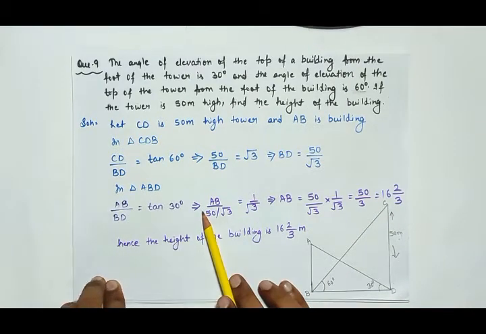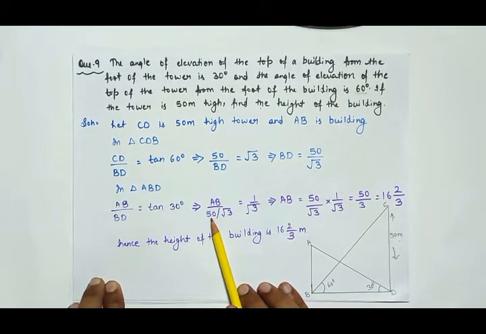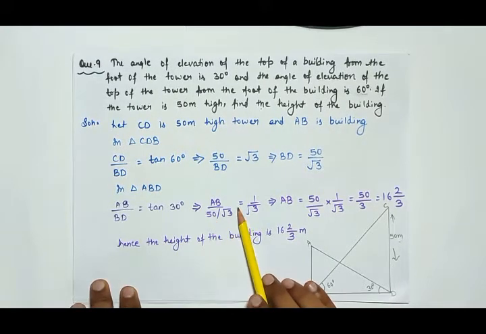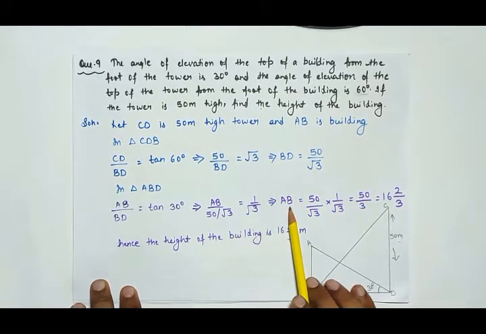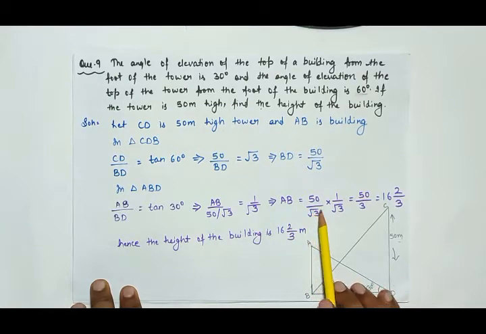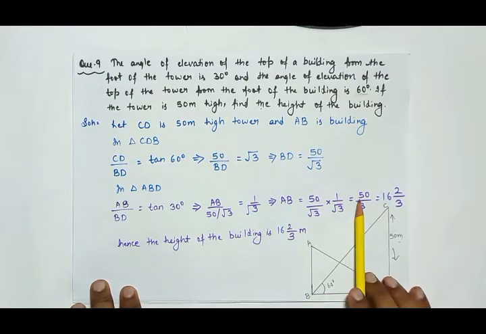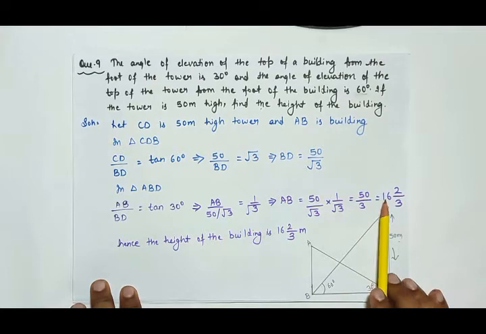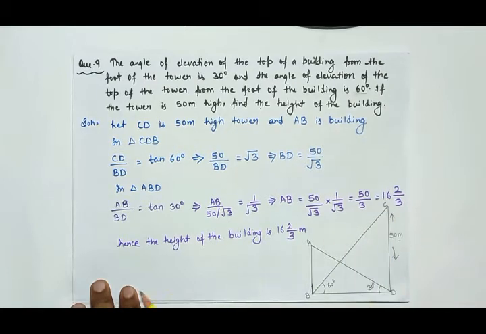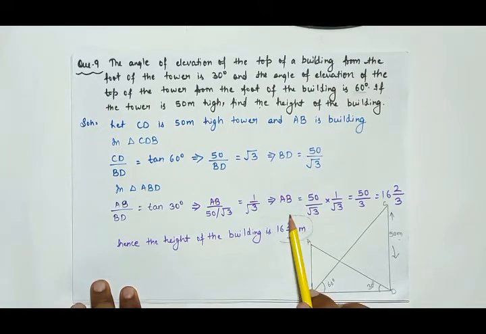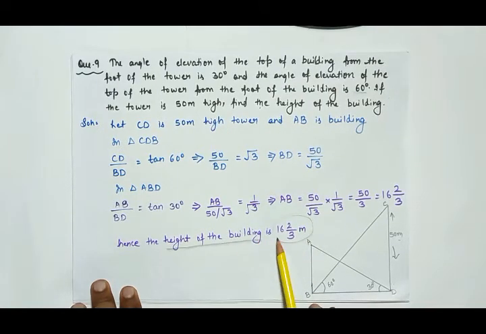is equals to AB upon 50 slash root 3 is equals to 1 upon root 3, so AB is equals to 50 upon root 3 into 1 upon root 3 is equals to 50 upon 3 is equals to 16 2 upon 3. Hence the height of a building is 16 2 upon 3 meter.